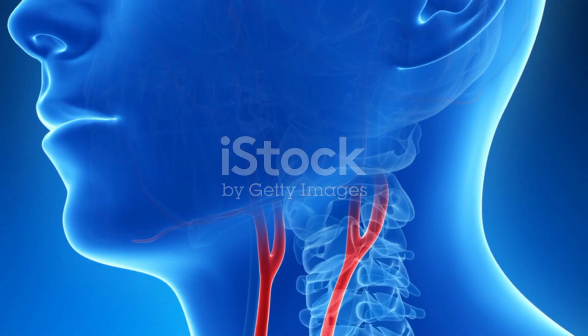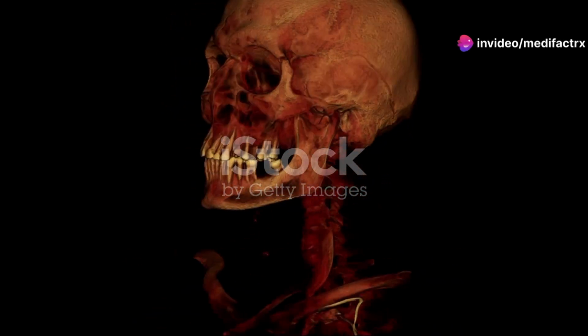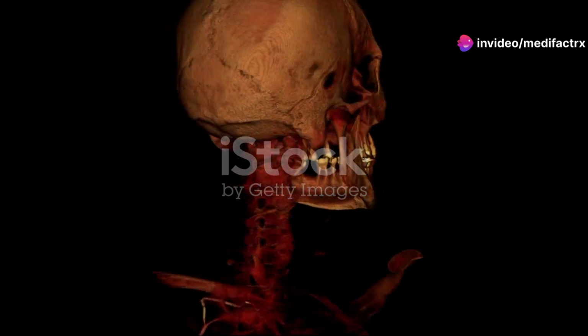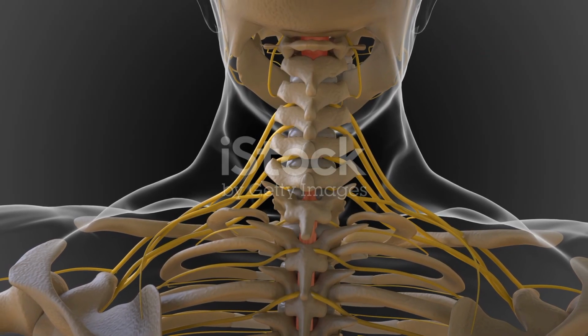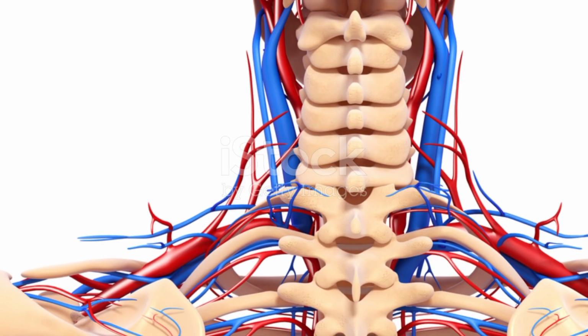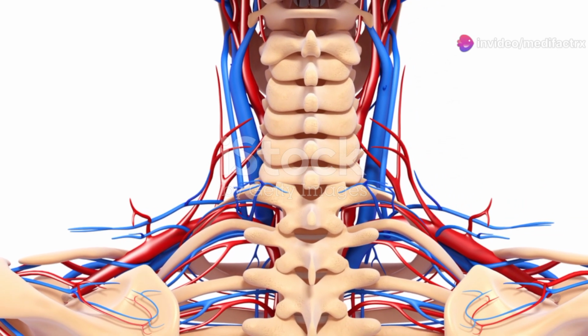It curves around the occipital artery and passes deep to the posterior belly of the digastric muscle to enter the submandibular triangle. The cervical plexus, formed by the ventral rami of the first 4 cervical nerves, C1 to C4, provides both sensory and motor innervation to various structures in the anterior triangle.